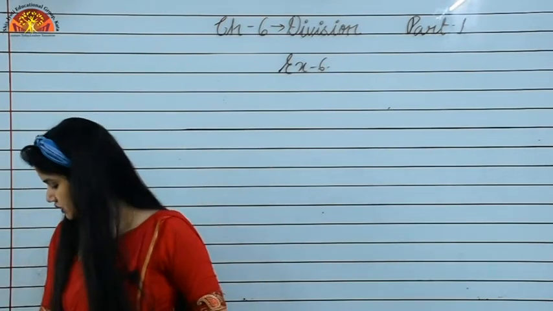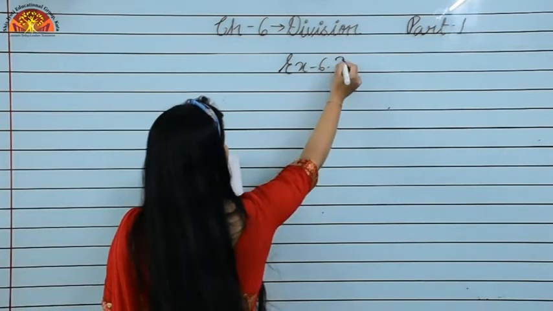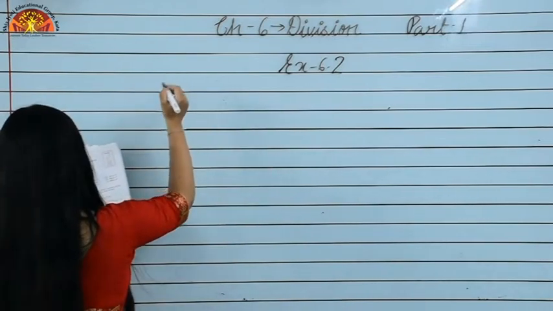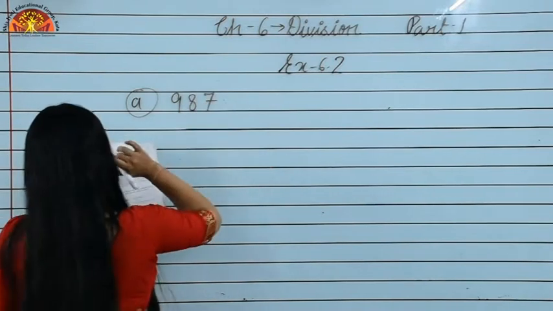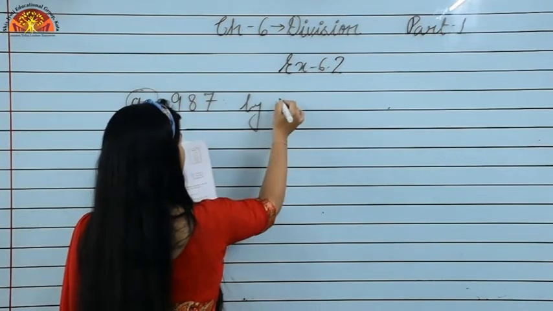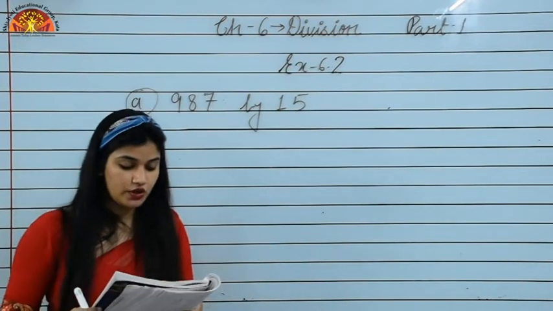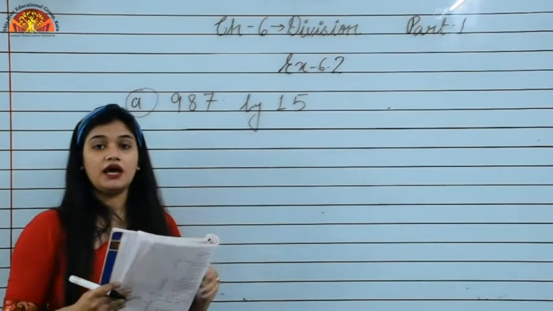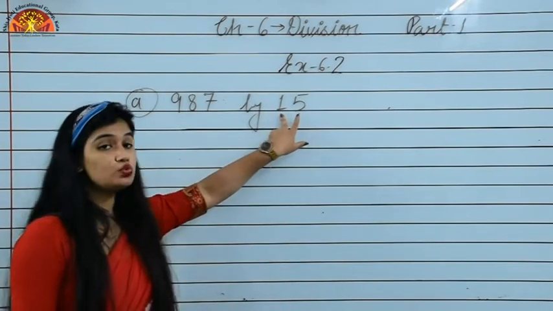Exercise 6.2 on page number 77, and we are going to do A part, that is 987 by 15. So students, in this question you have to divide 987 by 15 and again you have to check your answer.